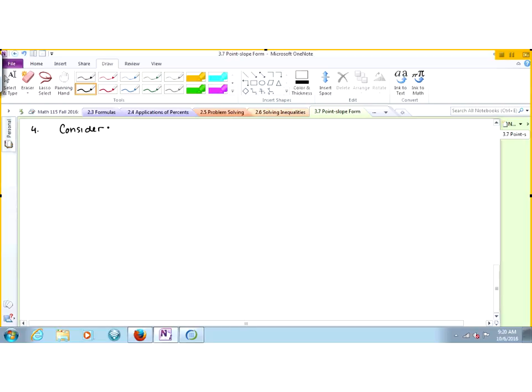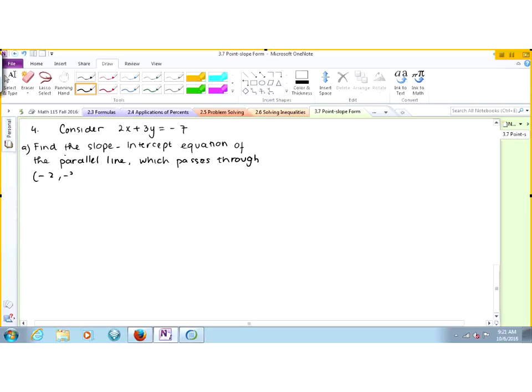Let me see what the equation is. I'm going to put fractions. 2x plus 3y, so you guys practice with fractions, okay? Find A, the slope-intercept equation of the line, the parallel line, which passes through negative 2, comma, negative 3.